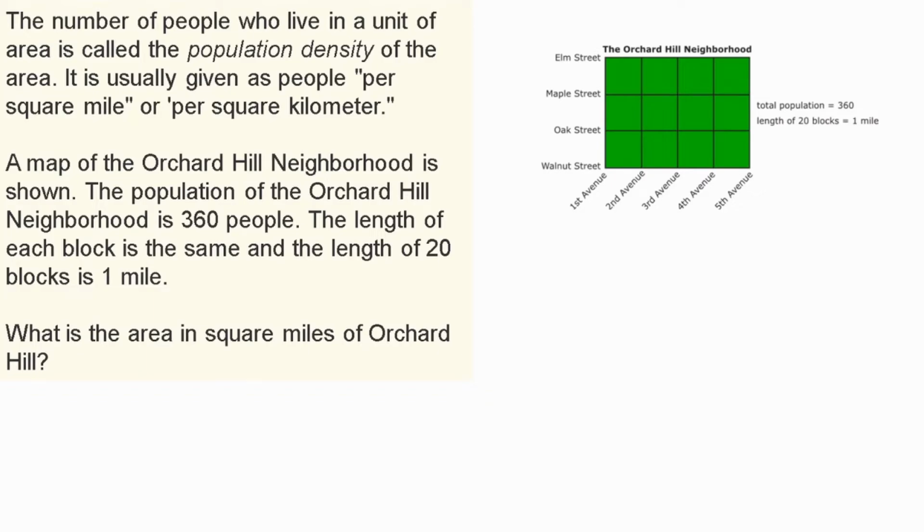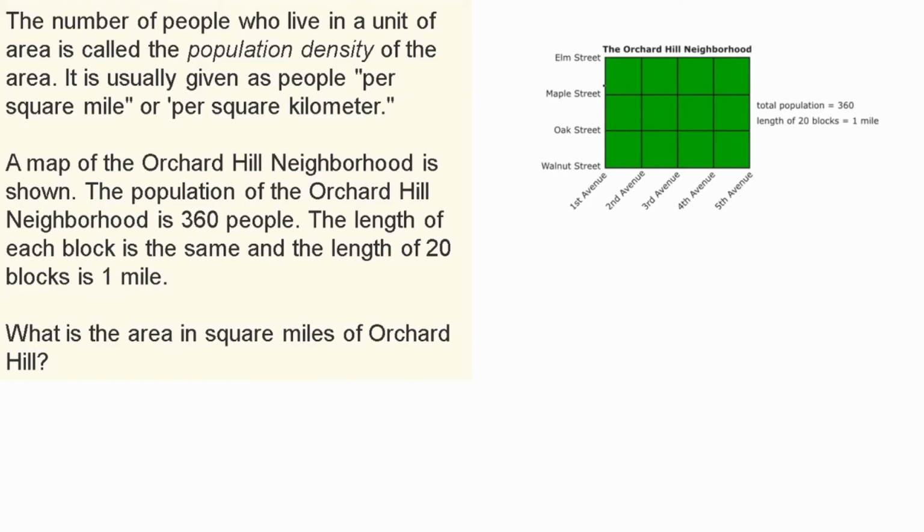A map of Orchard Hill neighborhood is shown. The population of Orchard Hill neighborhood is 360 people. The length of each block is the same, and the length of 20 blocks is 1 mile. What is the area in square miles of Orchard Hill?